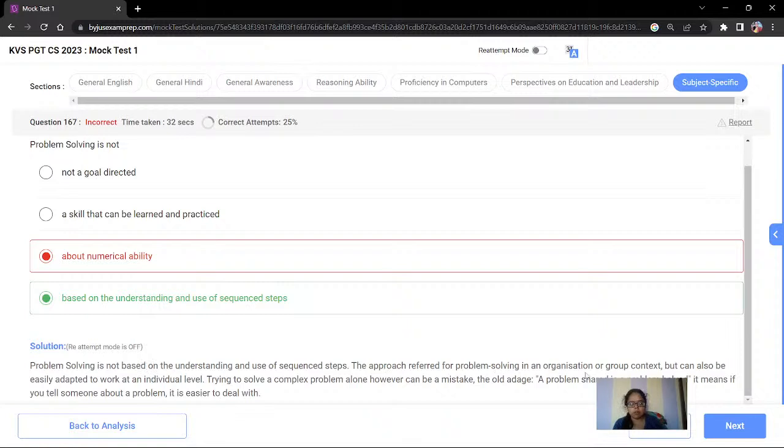This approach is referred to as problem solving for groups or contexts, but can also be easily adapted to work at the individual level, trying to solve the complex. So problem solving is based on understanding.